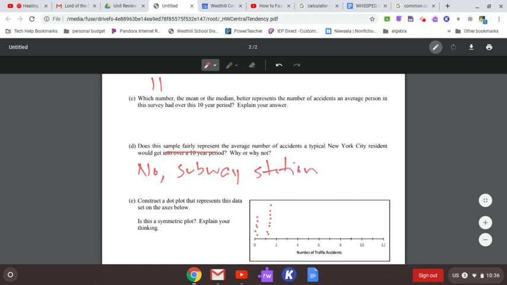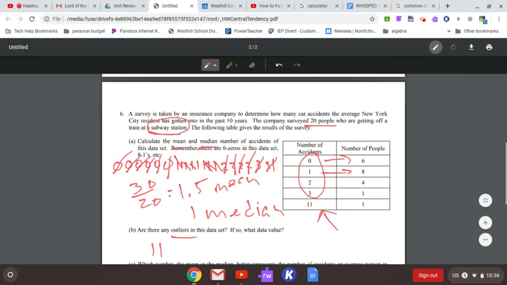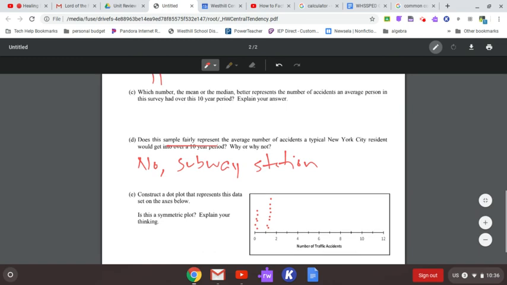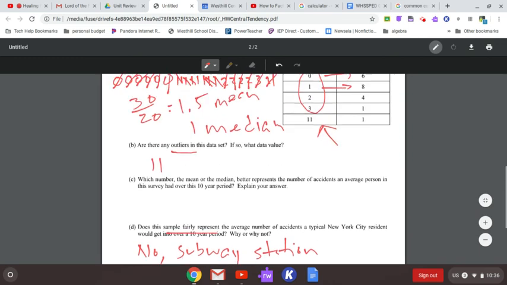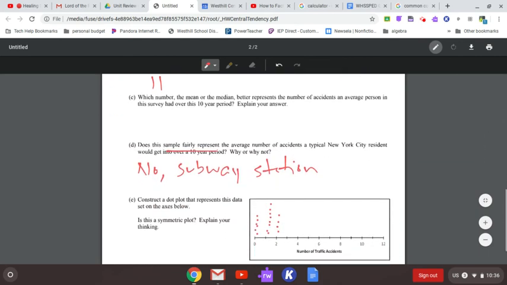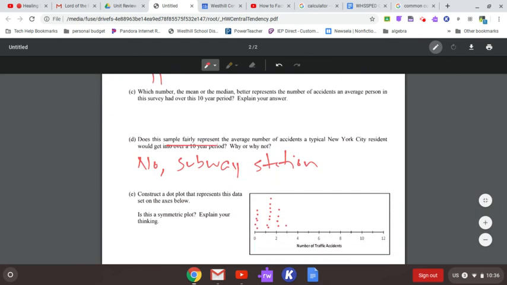So if we look at E, it wants us to just do a dot plot. I got it started. So at 2, we have 4. We'll just keep going: 1, 2, 3, 4. Then you have 3 is 1. And then here's your outlier with 11. That outlier obviously doesn't fit in with this group right here. So that's why I was talking about it would skew it, because it's going to bring your average up.